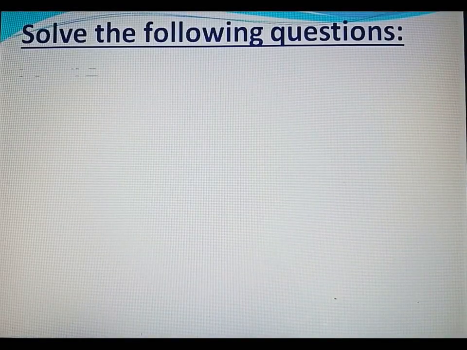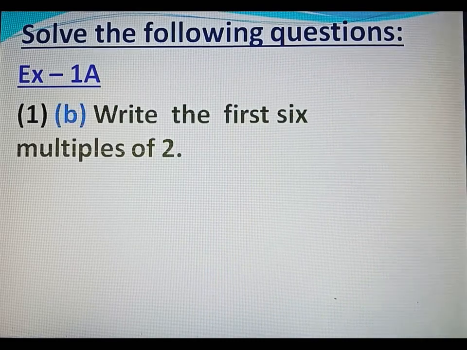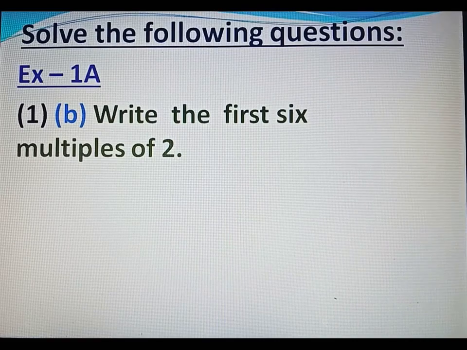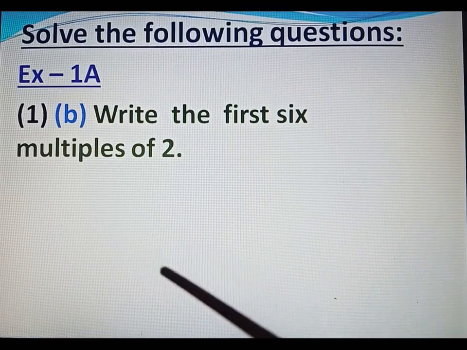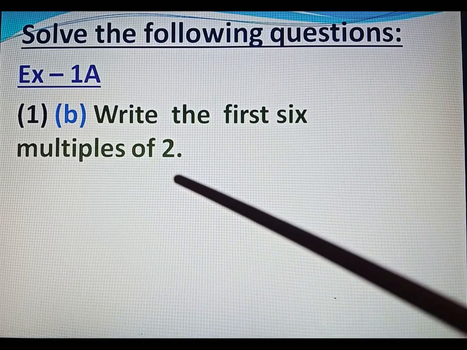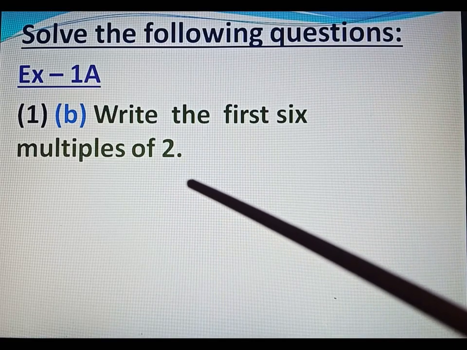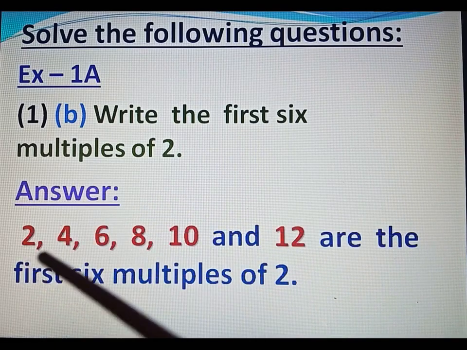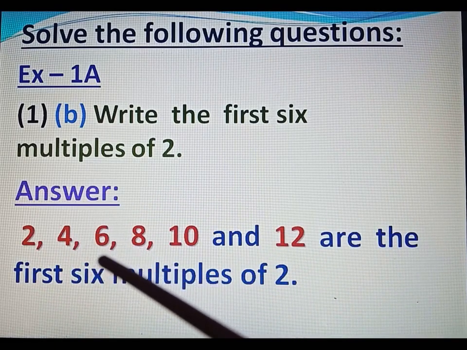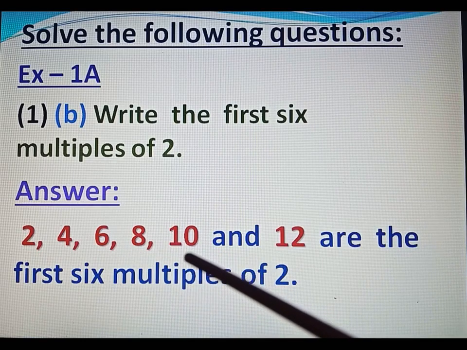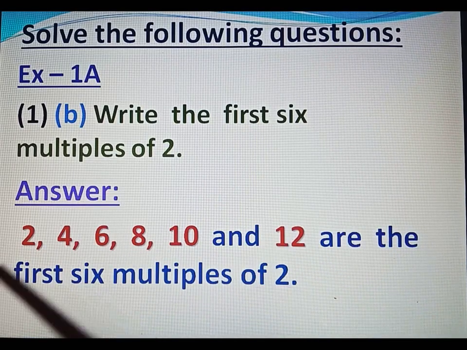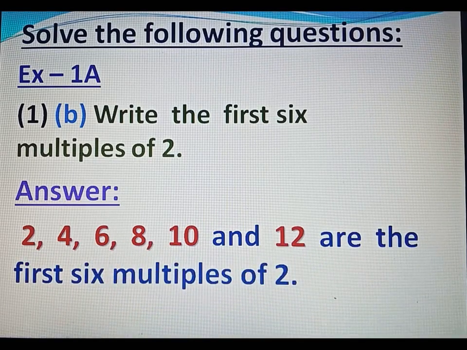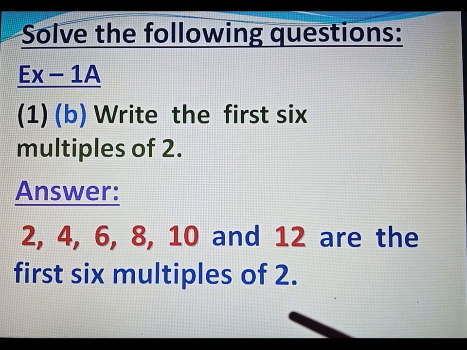Solve the following questions. Exercise 1A. Question number 1. B part. Write the first 6 multiples of 2. We will multiply this 2 by 1, 2, 3, 4, 5 and 6. Answer: 2 ones are 2, 2 twos are 4, 2 threes are 6, 2 fours are 8, 2 fives are 10, 2 sixes are 12. Here 2, 4, 6, 8, 10 and 12 are the first 6 multiples of 2.